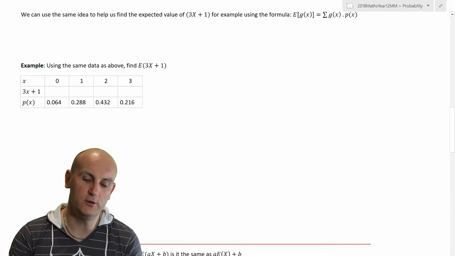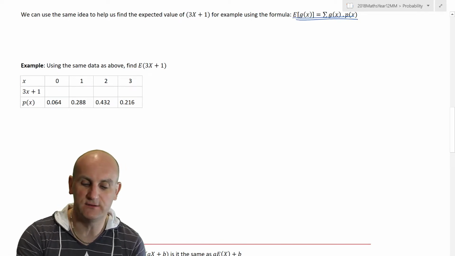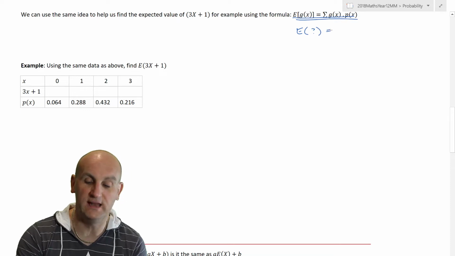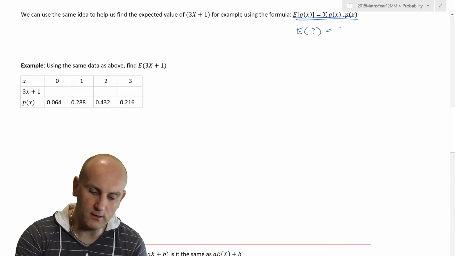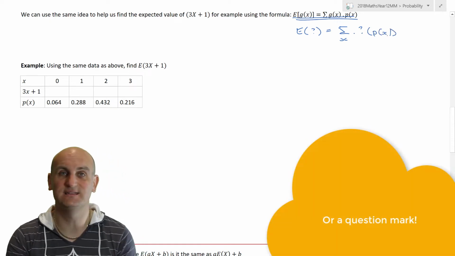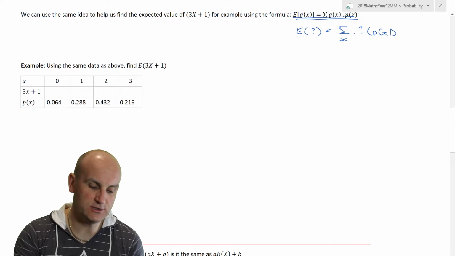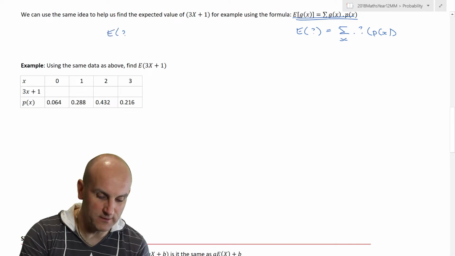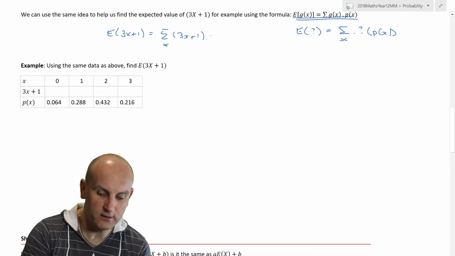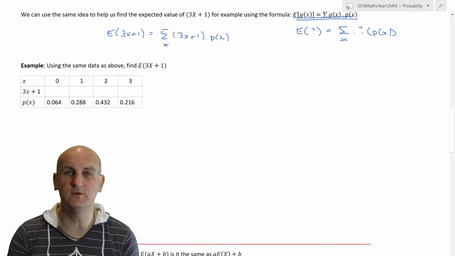But what we can do, and I've obscured it here, is use this formula here. And what it says, if I want to find the expectation, in fact, of anything, I'm going to sum for all values of x of that something times the probability of getting it. So in this situation, if I'm trying to find the expectation of 3x plus 1, I'm going to sum 3x plus 1 times p of x. Now you're going to say, what's this 3x plus 1?